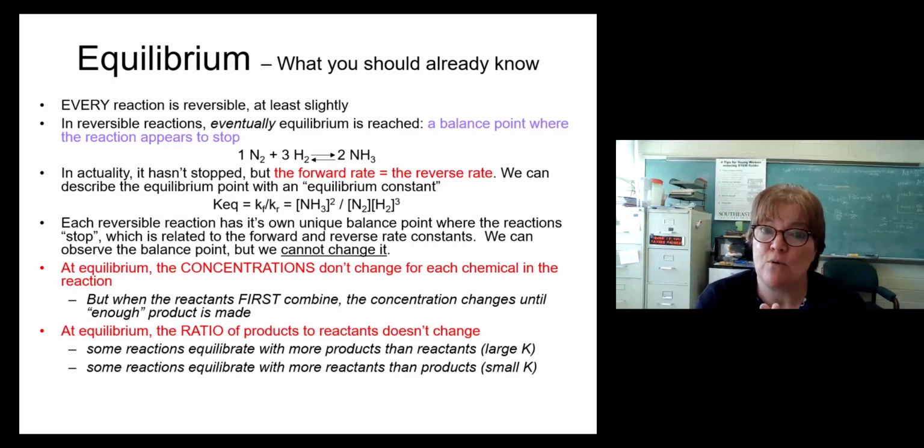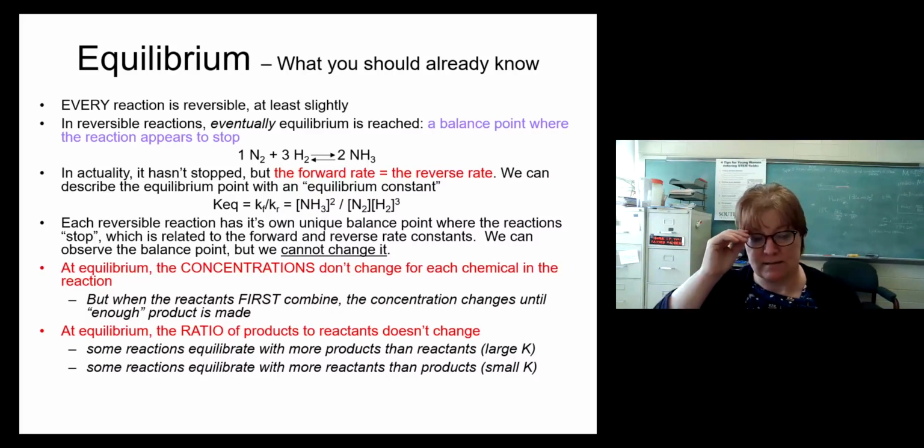And at that equilibrium point, it is true that we have an equilibrium constant. The equilibrium constant is the forward over the reverse rate constants. But more importantly, it's going to be related to the equilibrium concentrations of the reactants and products. We'll talk about that expression in a minute. So every reversible reaction has some point where the reaction appears to stop and I have a ratio of equilibrium concentrations. We can measure it, but we can't change it. It just is what it is. So at equilibrium, the concentrations are no longer changing.